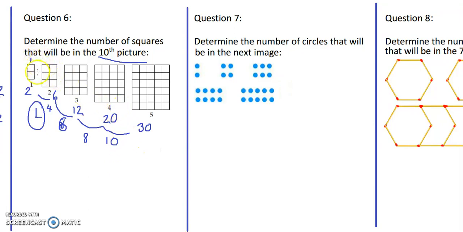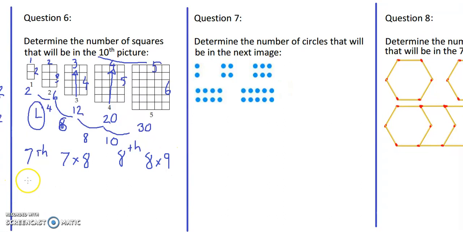But also look at this. It's 1 times 2, and this one is 2 times 3 blocks. This one is 3 times 4 blocks. Look at that. Our term number and the one above our term number. So over here, it's going to be 4 and 5. And this will be 5 and 6, which means our 7th picture will be 7 times 8.